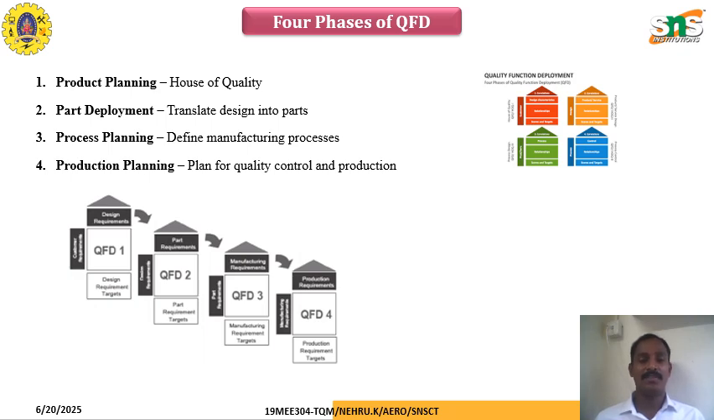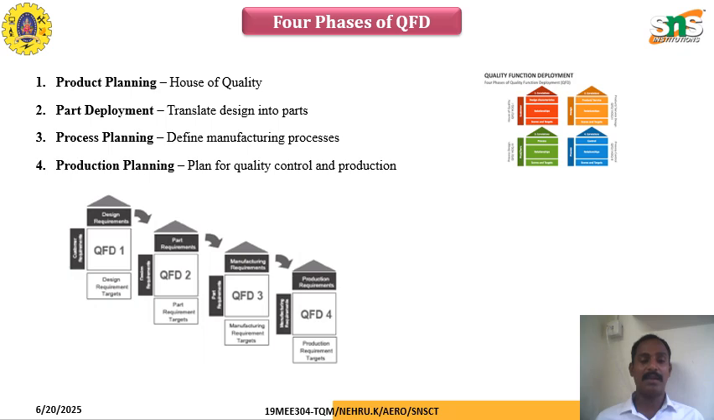The four phases of quality function deployment are: first, product planning; second, part deployment; third, process planning; and fourth, production planning. In product planning, there is the house of quality. It involves all aspects of the product, planning from start to end. Next, part deployment translates the design to the part. Here the engineers take it from drafting and the CAD model to real production of the part.